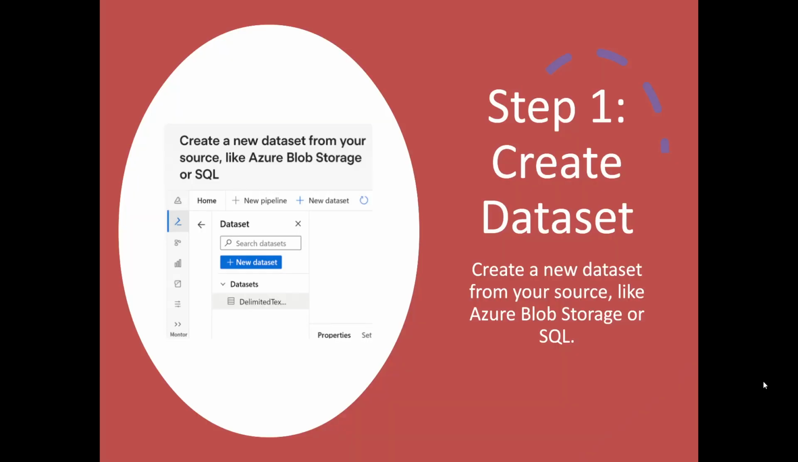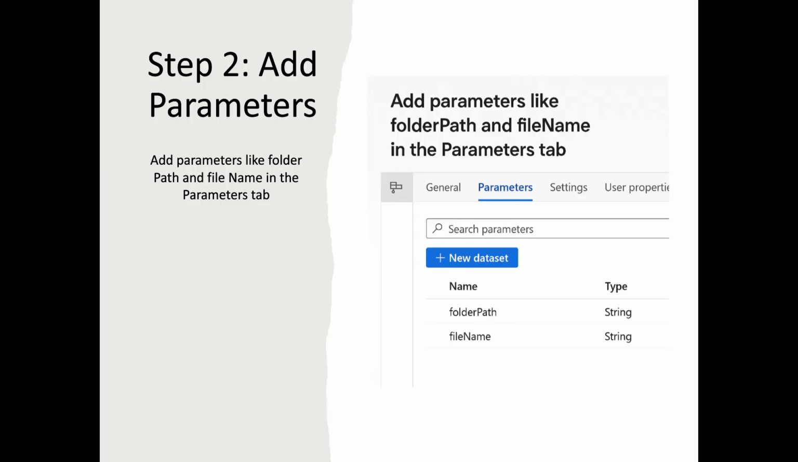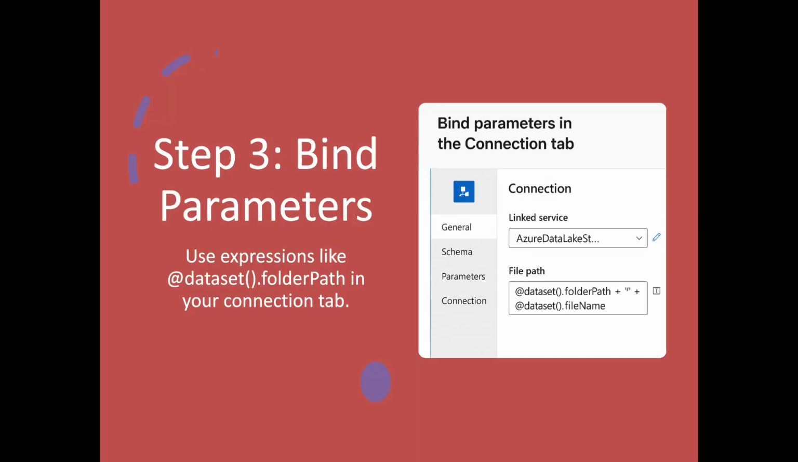Step 1. Create dataset. Create a new dataset from your source, like Azure Blob Storage or SQL DB. Step 2. Add parameters. Add parameters like folder path and file name in the Parameters tab. Step 3. Bind parameters. Use expressions like @dataset().folderPath in your Connection tab.